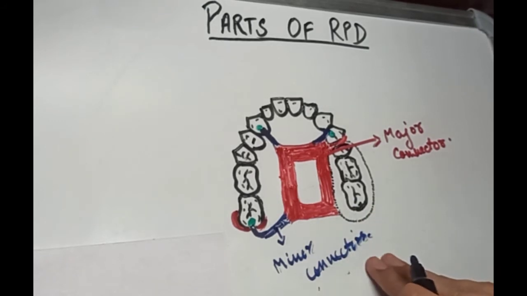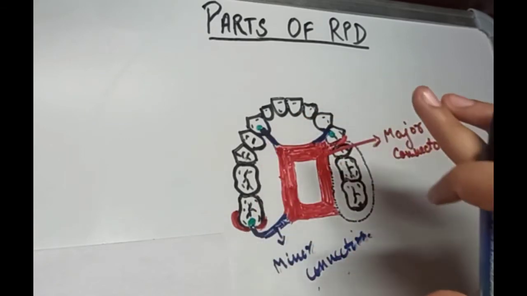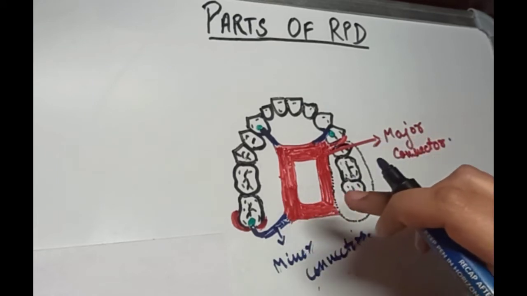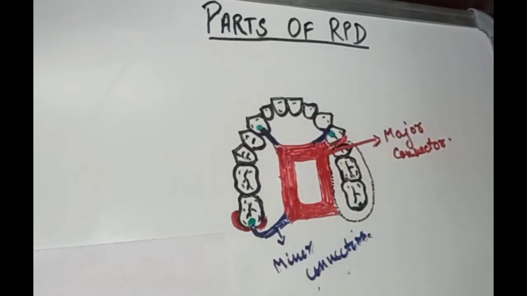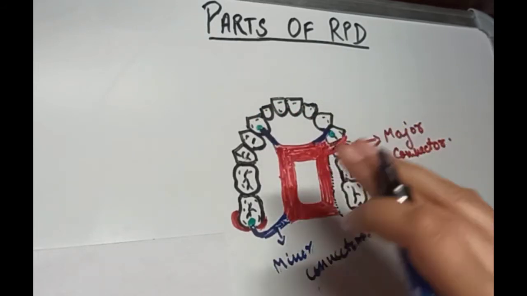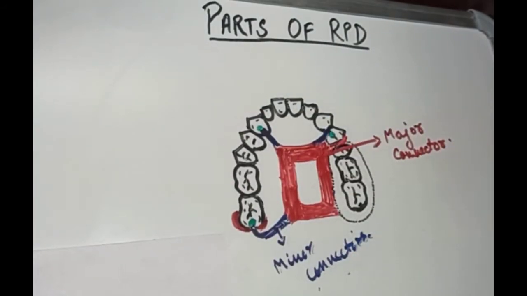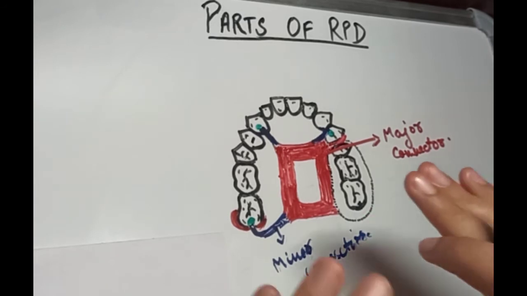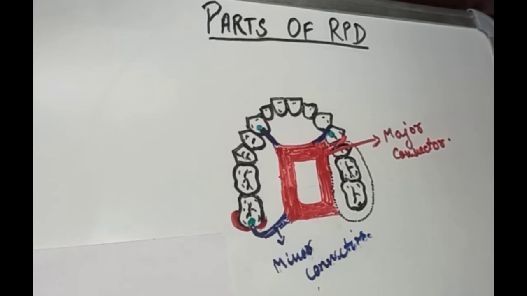The minor connector serves as the connecting link between the major connector and all the other parts of the removable partial denture. So we can see here like the minor connector connects the major connector to the direct retainer, to the rest and also to the denture base. So basically it is a connecting link between the major connector and all the other parts of the cast partial denture. In addition to joining the denture parts, the minor connector transfers the functional stresses to the abutment teeth as well. So now let's move on to the next component, that is our rest.